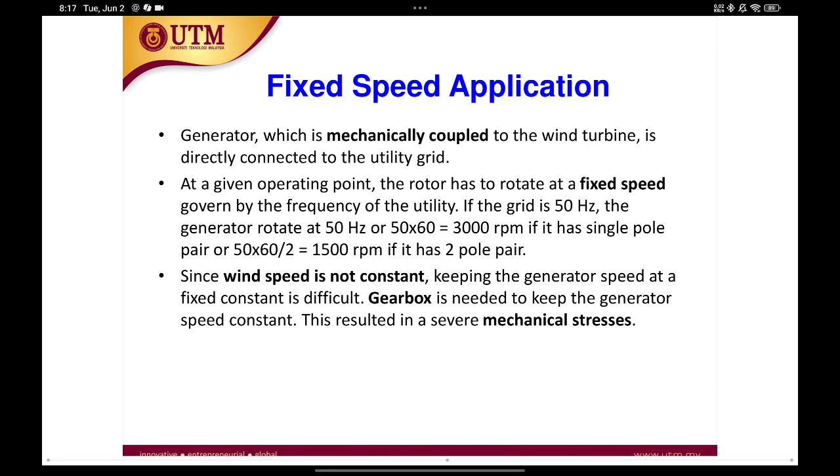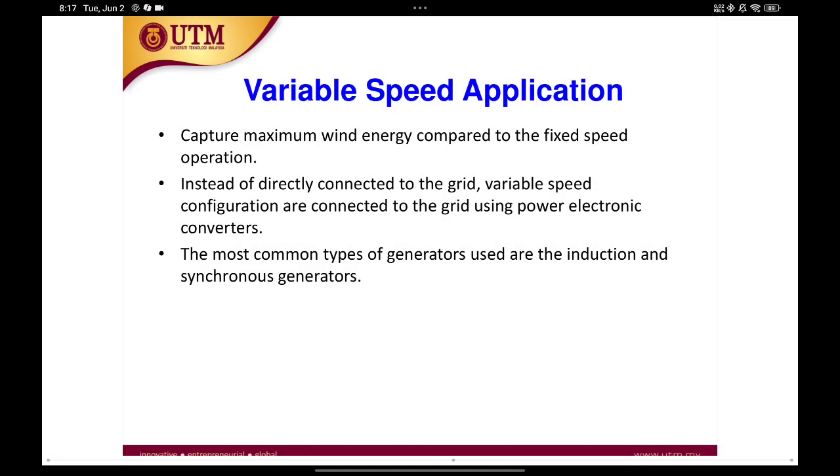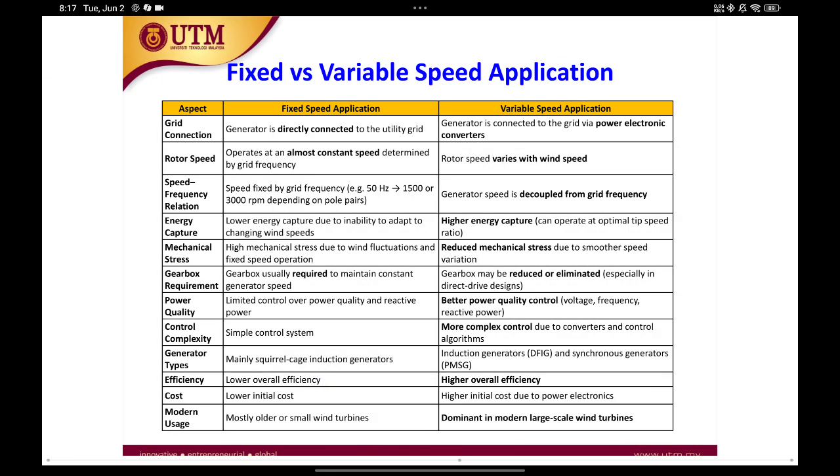Okay, so the new method, usually we use a variable speed application. Capture maximum wind energy compared to the fixed speed operation. Instead of directly connected to the grid, variable speed configurations are connected to the grid using power electronics. This is the most common type of generator used, the induction and synchronized generator. Okay, so this is the comparison. So better to memorize it.